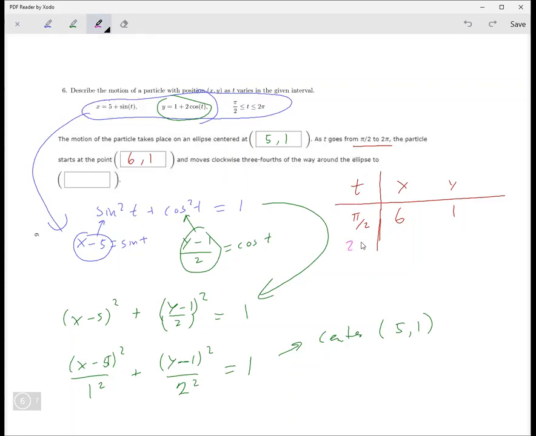Okay, then when you put 2 pi in, sine of 2 pi is 0, so that's just going to be 5. And then cosine of 2 pi is 1, so that's 1 plus 2, which is 3. So it goes to 5, 3.